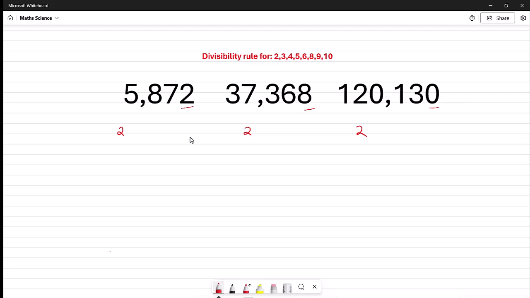A number is divisible by 3 if the sum of the digits is divisible by 3. So let's add these numbers. 5, 8, 7, 2. Let's add these numbers. 5 plus 8 is 13, 13 plus 7 is 20, and then 22. 22 is not divisible by 3, so it is not divisible by 3 itself.